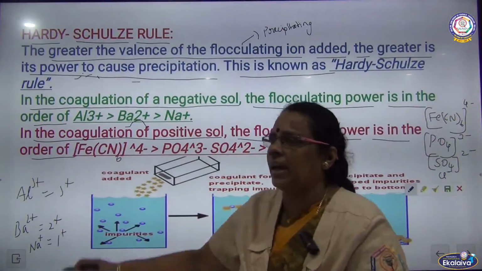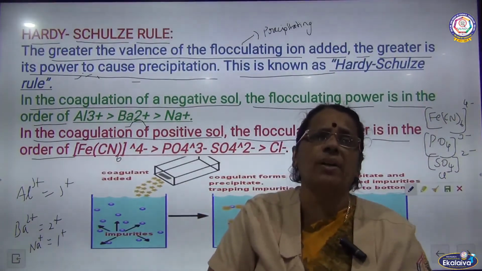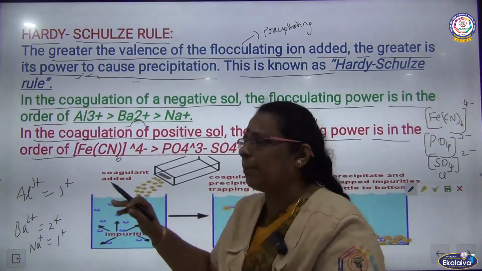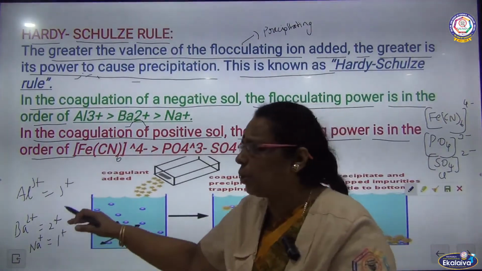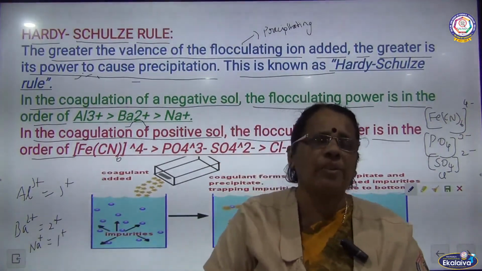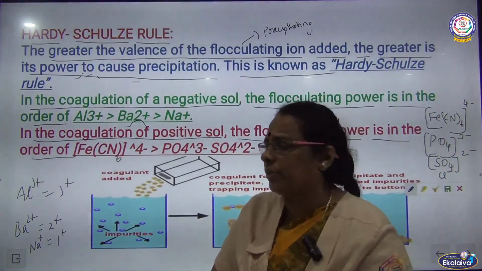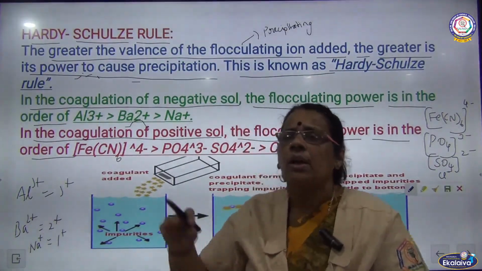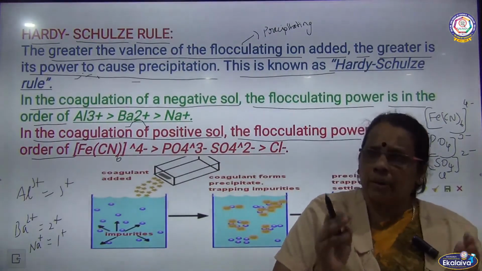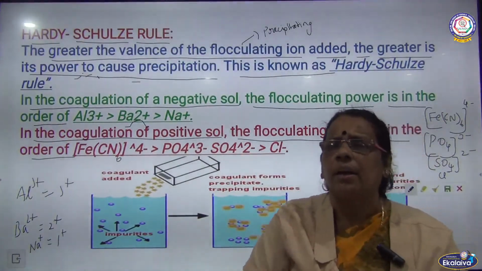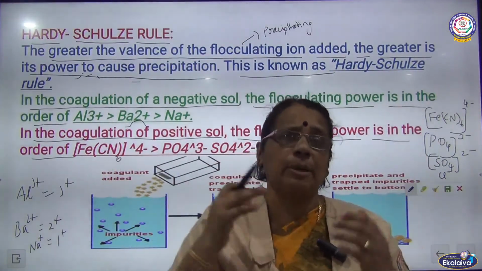So aluminum, having 3 positive charges, will have a greater power of precipitation when compared to barium, which has got only 2 positive charges, and which is greater when compared to sodium, which has got only 1 positive charge. So depending upon the valency of the precipitating ion, we can talk about the extent of precipitation.